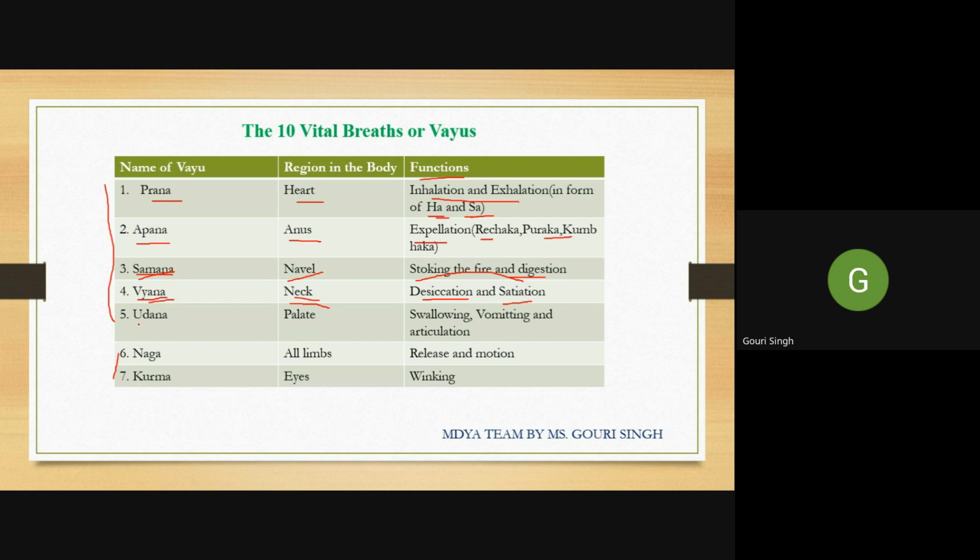And the fifth one is the Udana, which is present in the palate. Whenever we are swallowing, vomiting, or articulating, that happens because of the Udana Vayu, and it is said to be in the palate area. These are the five main pranas.